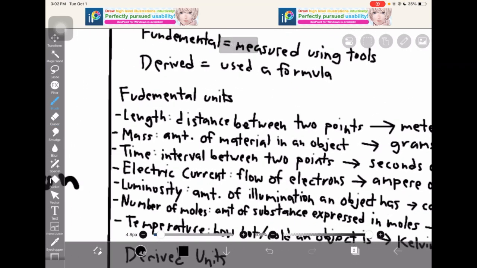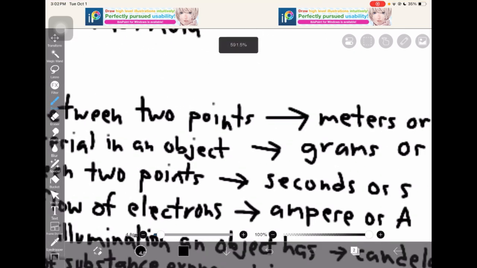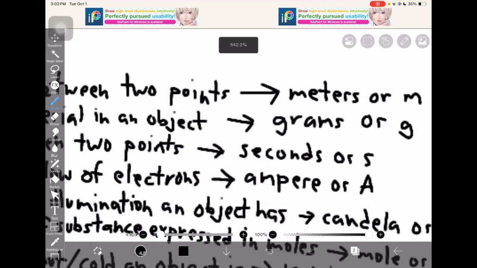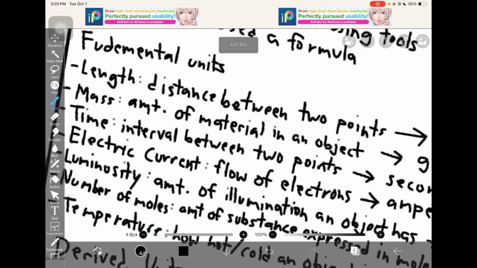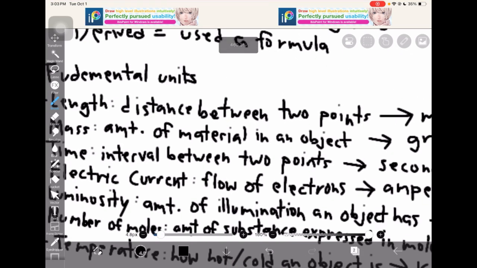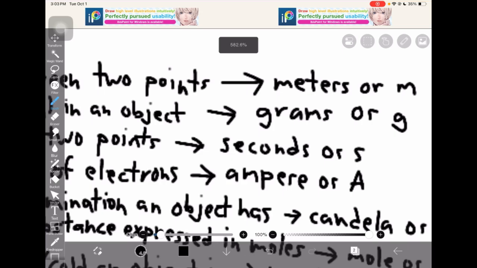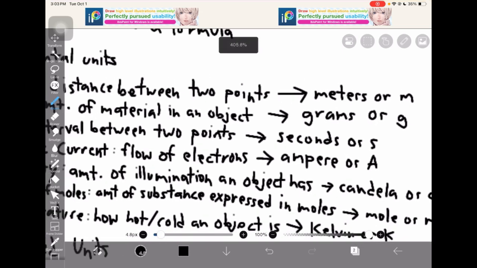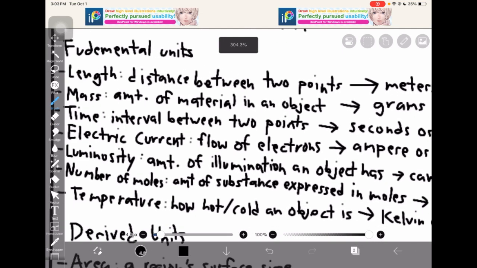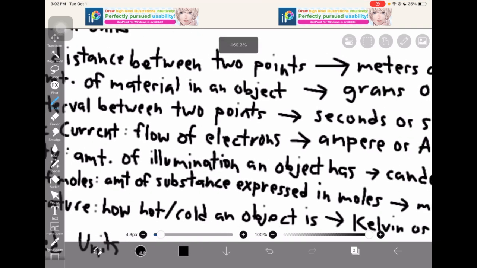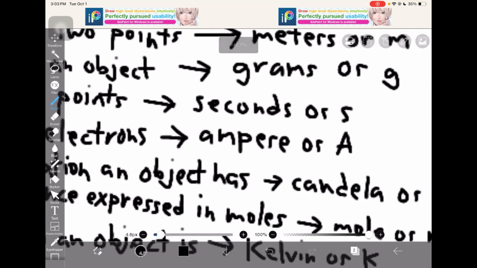Mass is the amount of material in an object and can be represented in grams, or g, lowercase g. Time is the interval between 2 points. Interval, not distance. Interval between 2 points, which is seconds, or s, lowercase s for your information. Electric current is the flow of electrons and can be expressed in amperes, or capital A.